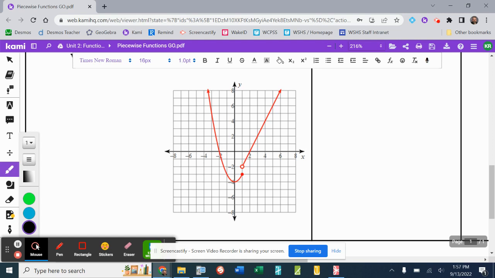All right, starting from the very left. Let's name our function something other than h of x. Let's call this one g of x.